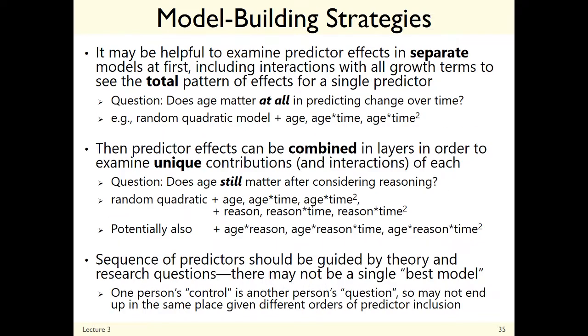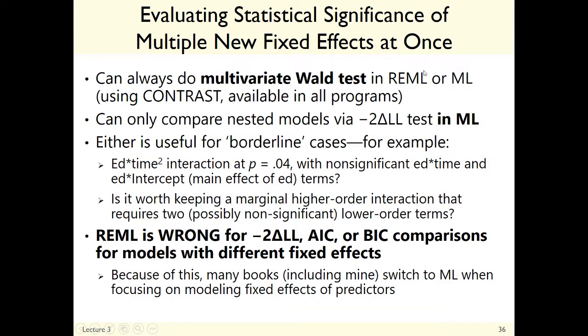So in this example here, I will get effects of age for the intercept, age by time, and age by time squared. But if I want to phrase my question as, does age matter at all? What I'm asking is a combination of these three things together. That's a multivariate Wald test that I can get by contrast, and I'll have that in my example for you. So that's the way that I would approach, does this set of predictors make the model better, as a multivariate Wald test if you're using REML?